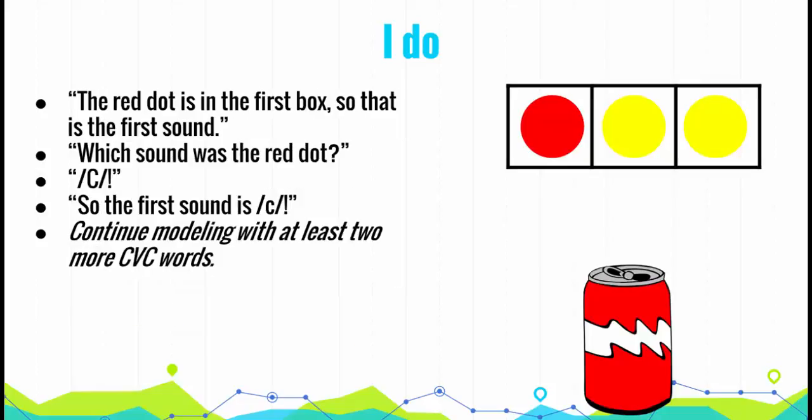After saying the sounds and moving the chips, locate the red chip. Explain to students that the red chip is in the first box, so that is the first sound. Identify the first sound and then repeat the whole word. Continue to model this concept with several different CVC words, thinking aloud each time.